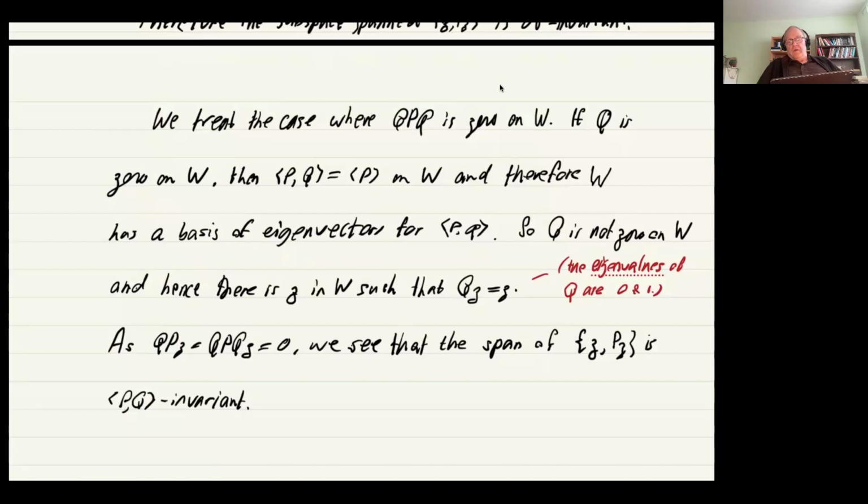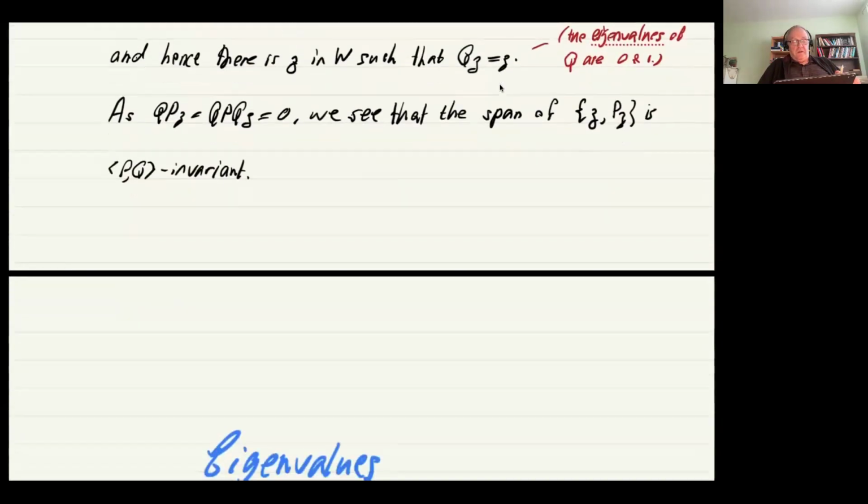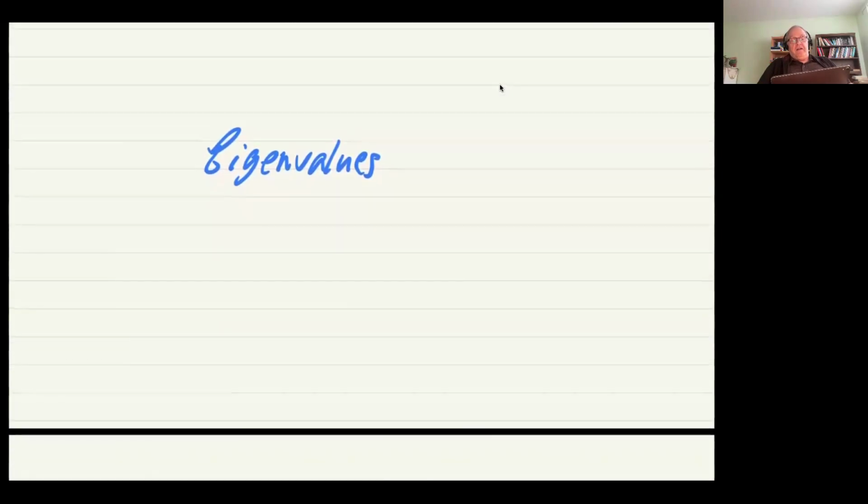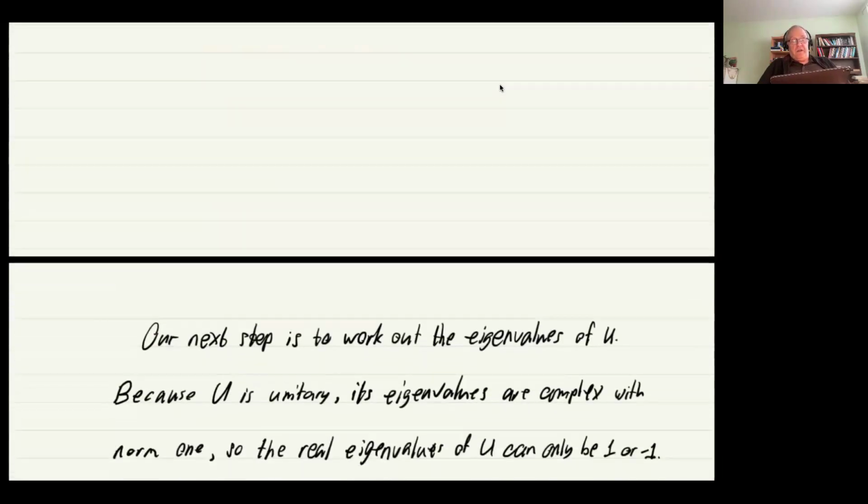Okay, and these guys here, Z, are eigenvectors for QPQ. Okay, so we have a decomposition. So the next step is to get some information out of that. So we want to get the eigenvalues.